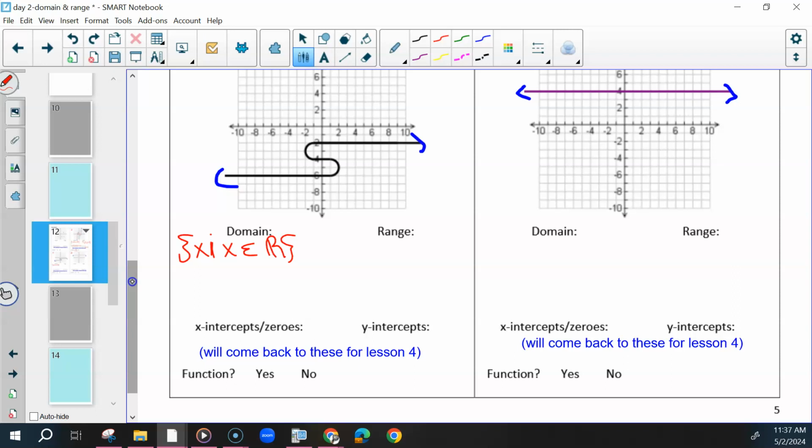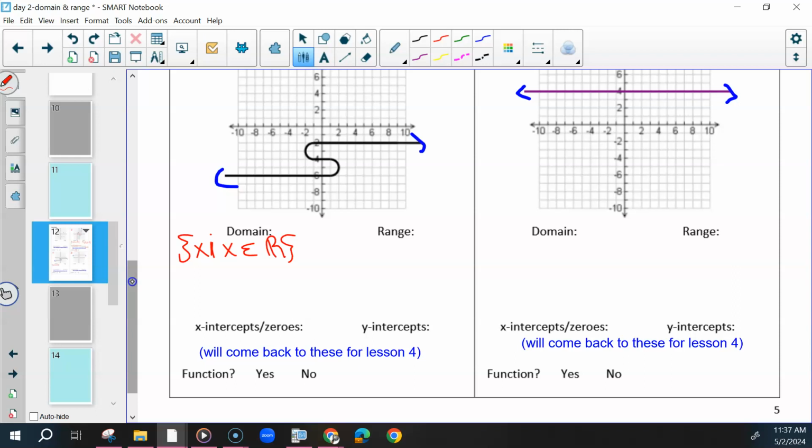Huh? Which part were you confused on? The whole thing. The domain is all real numbers. Set builder notation is what we just wrote. Interval notation is negative infinity to positive infinity. Okay, so you just did all of them. Wait, how do you know if it's not all real numbers? All have arrows going in both directions. So if they're both going down, it's not. Correct, because then it doesn't go up and down.